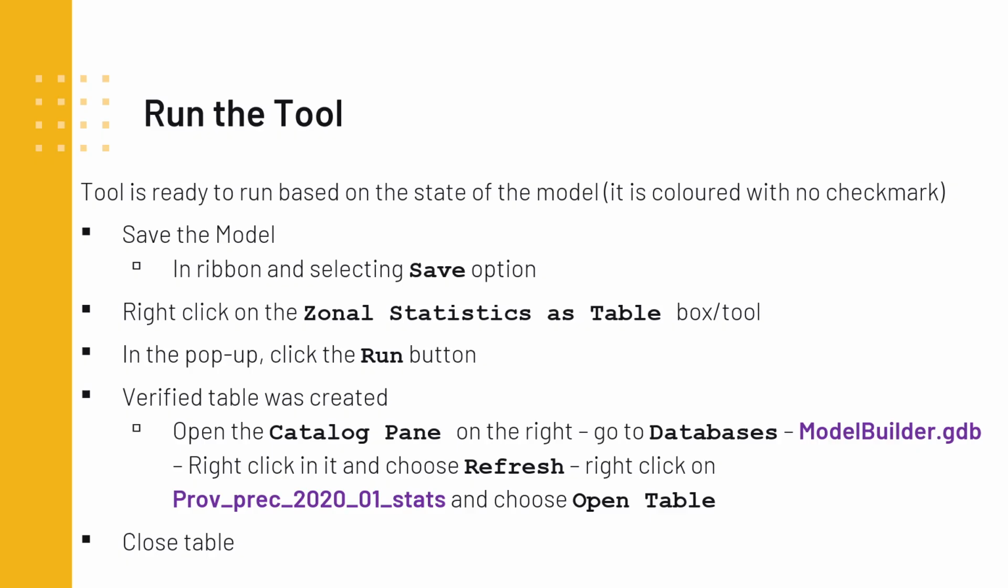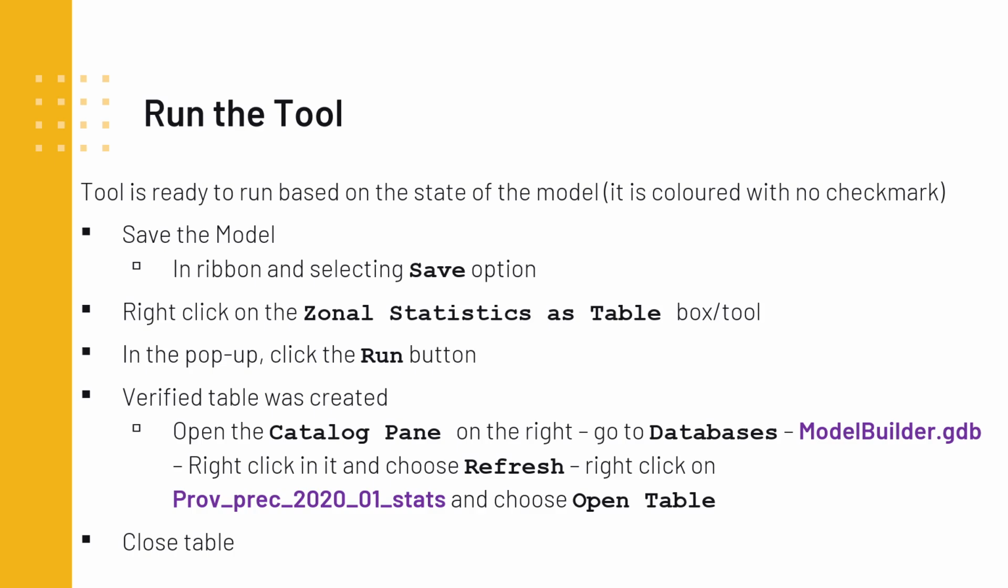Then I'd like you to right click on the zonal statistics as a table box, or tool. They're in the center of the screen. This is going to bring up a pop-up, and I'd like you to choose Run. Then I'd like you to verify that the table was created.